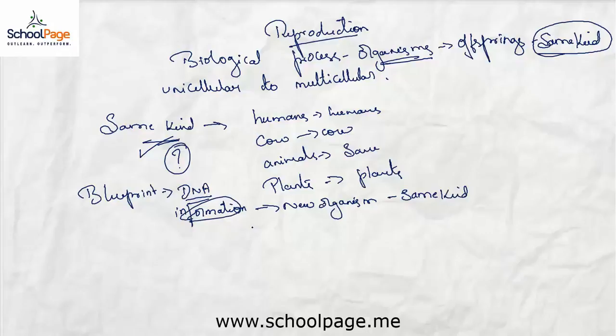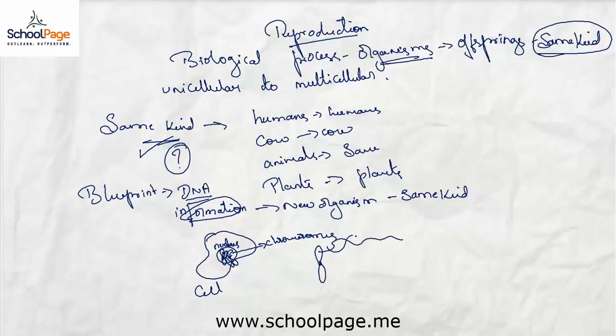Let us now understand how this information flows. Consider this as the human cell. Inside the human cell, you have the nucleus. Inside the nucleus, you have chromosomes. These are chromosomes. So now let us enlarge this chromosome. Once you open this chromosome and see under the microscope, you can see thread-like structures. These thread-like structures are nothing but DNA.